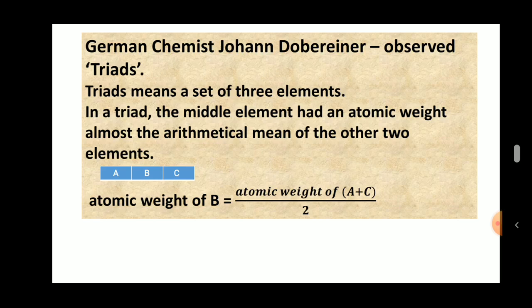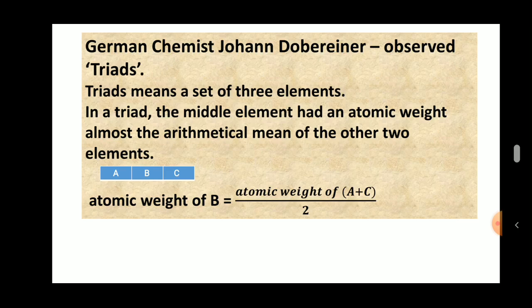So I will repeat it again. The development of the periodic table began with which scientist? The German chemist Johann Döbereiner. He observed several sets of three closely related elements and named them triads. Triads means a set of three elements. Now how did he arrange these three elements? In a triad, the middle element's atomic weight is almost equal to the arithmetical mean of the other two elements.